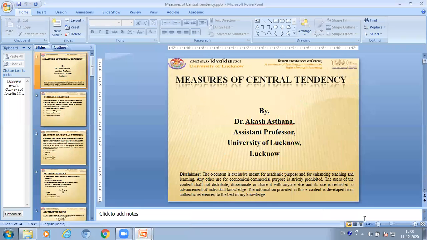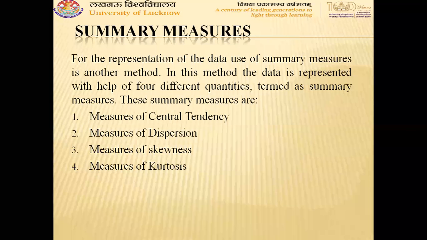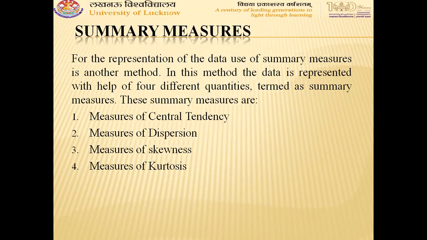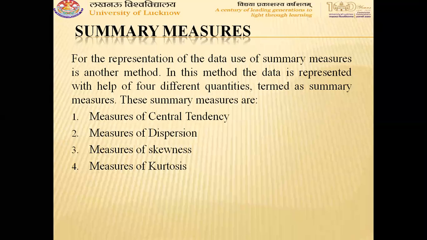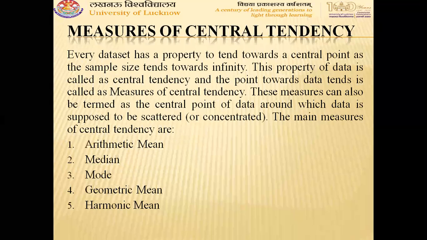Now, measures of central tendency. The third method for representing data is the use of summary measures. So what are summary measures? Summary measures are used to represent the data. In this method, data is represented with the help of four different quantities which are called summary measures. These summary measures are measures of central tendency, measures of dispersion, measures of skewness, and measures of kurtosis. In today's lecture, I will discuss measures of central tendency only.